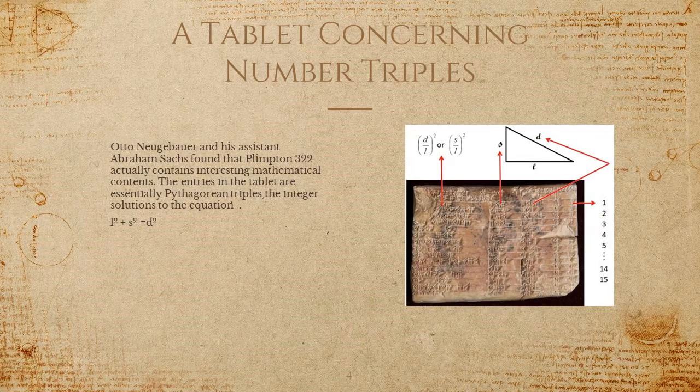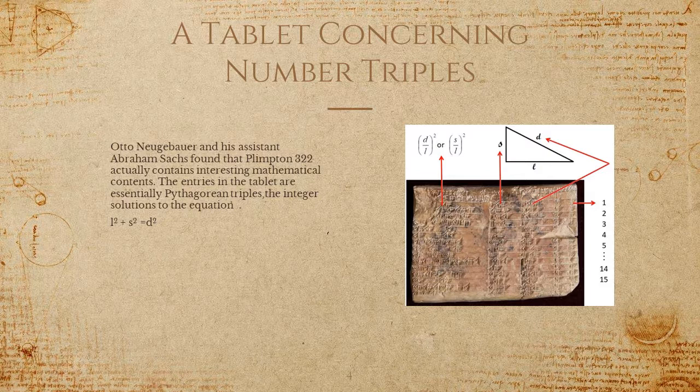A table concerning number triples. In the 1940s, Otto Neugebauer, a historian of exact science at Bonn University, and his assistant Abraham Sachs found that Plimpton 322 actually contains interesting mathematical content. The entries in the table are essentially Pythagorean triples.